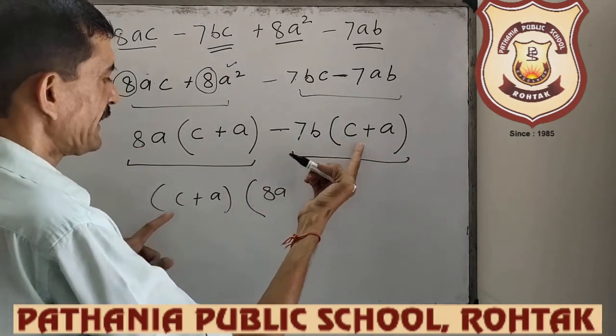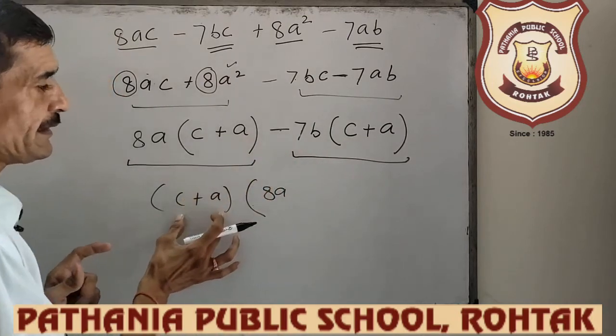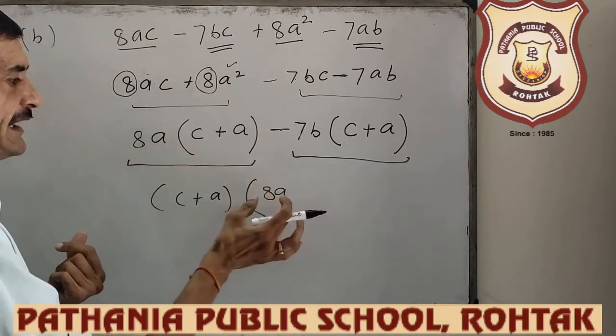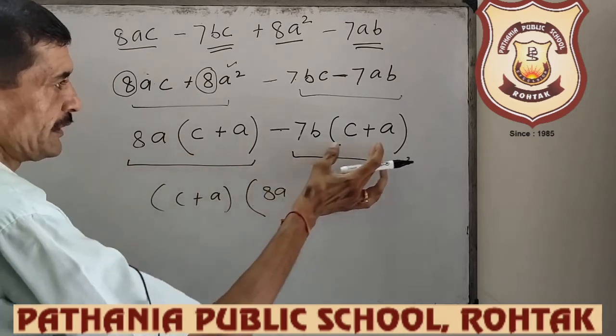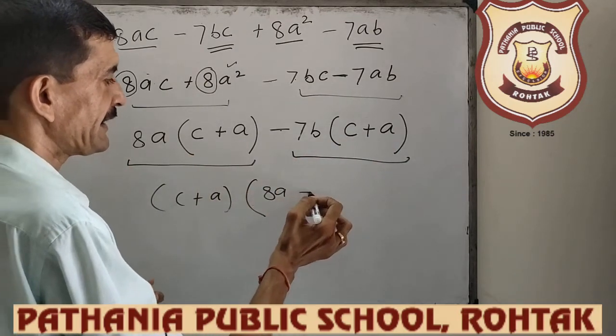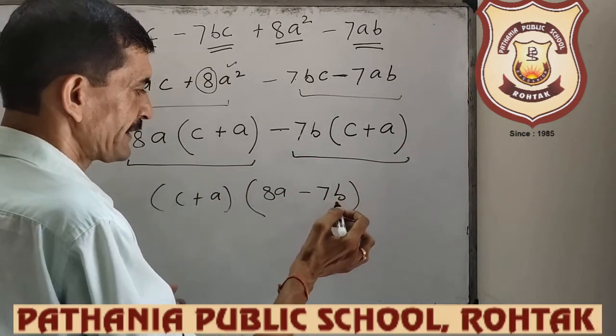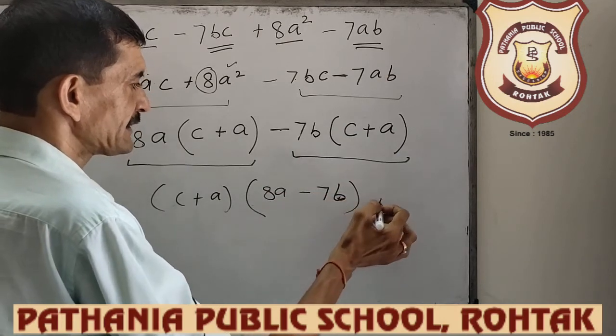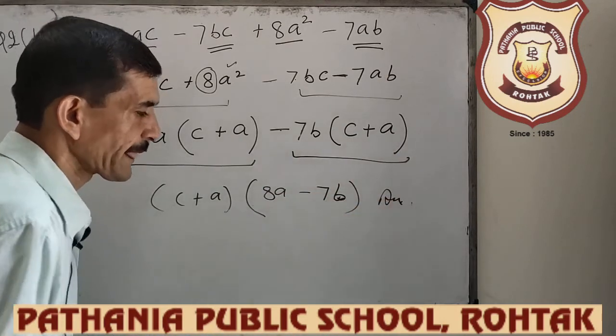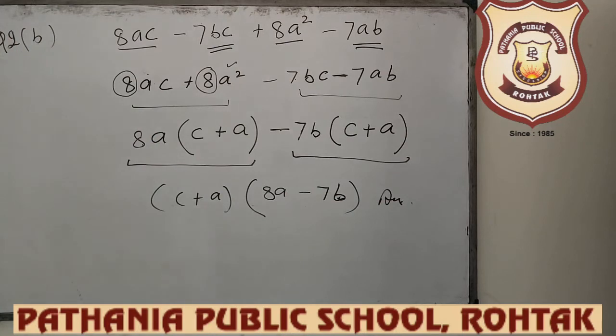Now this divided by c, that is c plus a, I have written outside, 8a is left. Think of it like this: c plus a is outside, minus 7b is left. This is the answer. So in this way you can proceed. Remaining part you should try.